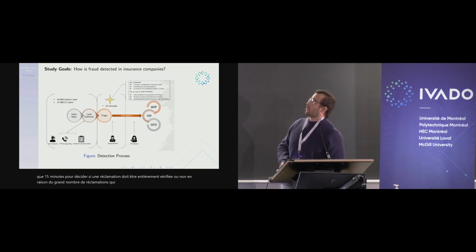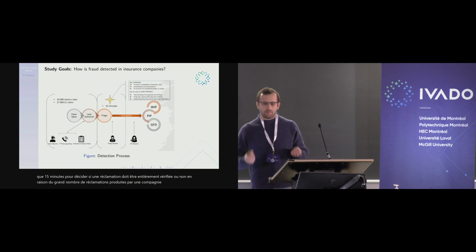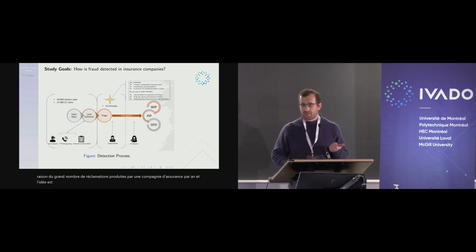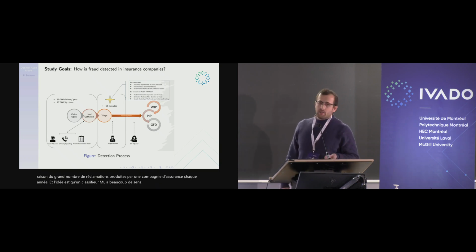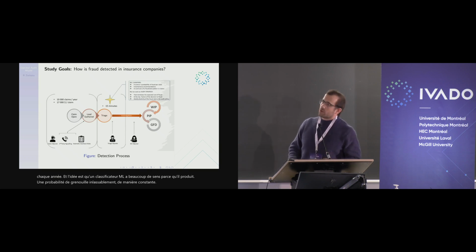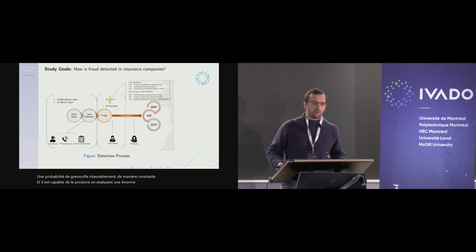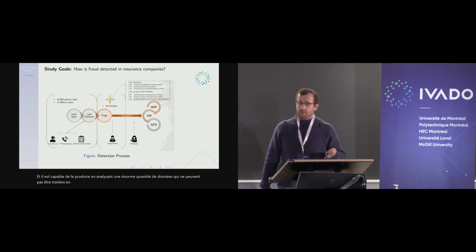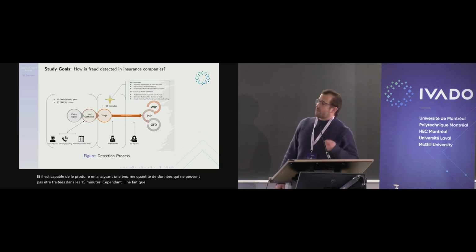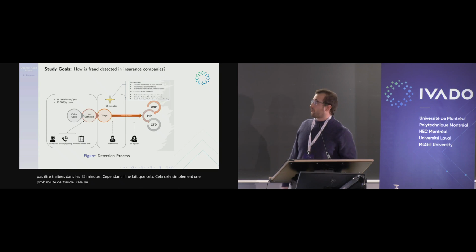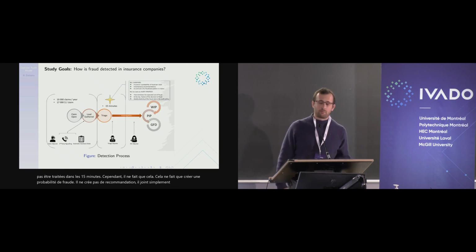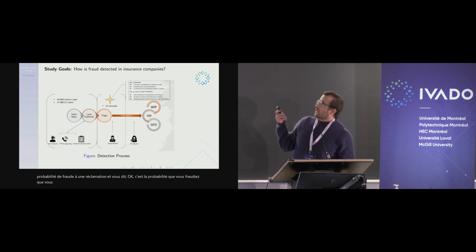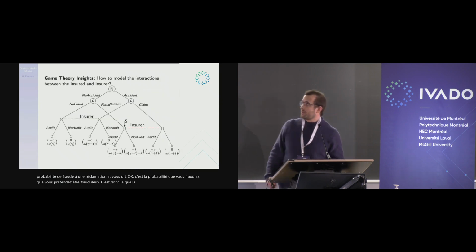due to the sheer number of claims that is produced by an insurance company per year. And the idea is that an ML classifier makes a lot of sense because it produces a fraud probability tirelessly, consistently, and it's able to produce it by analyzing a huge amount of data that is unable for a human to process within 15 minutes. However, it only does this. It just creates a fraud probability. It doesn't create a recommendation. It just attaches a fraud probability to a claim and tells you, okay, this is the probability that your claim is fraudulent. So this is where the economic literature can really shine.